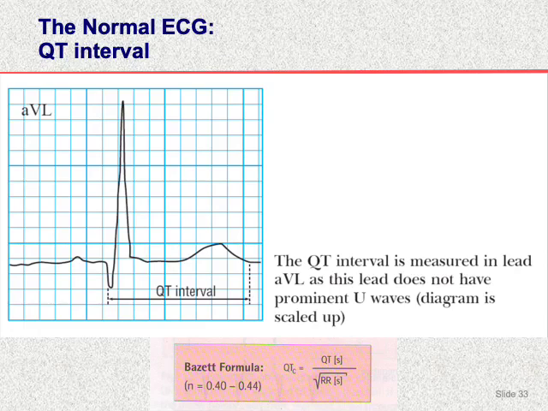If it exceeds this, it is long, and we have a lot of causes for QT interval prolongation, and this can predispose to ventricular arrhythmias.